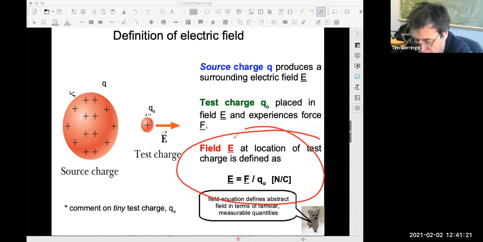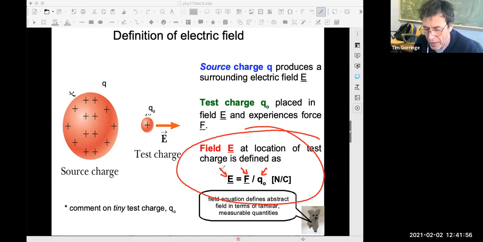Okay, so given that explanation, here's how we define the field. The electrical field at the location of the test charge is defined as the force on the test charge, that's this F here, divided by the charge of the test charge. And that ratio of the force that's experienced by the test charge divided by the charge that's owned by the test charge defines the electrical field at the location of the test charge. And so you can see in that way we can use that test charge to explore the electrical field.